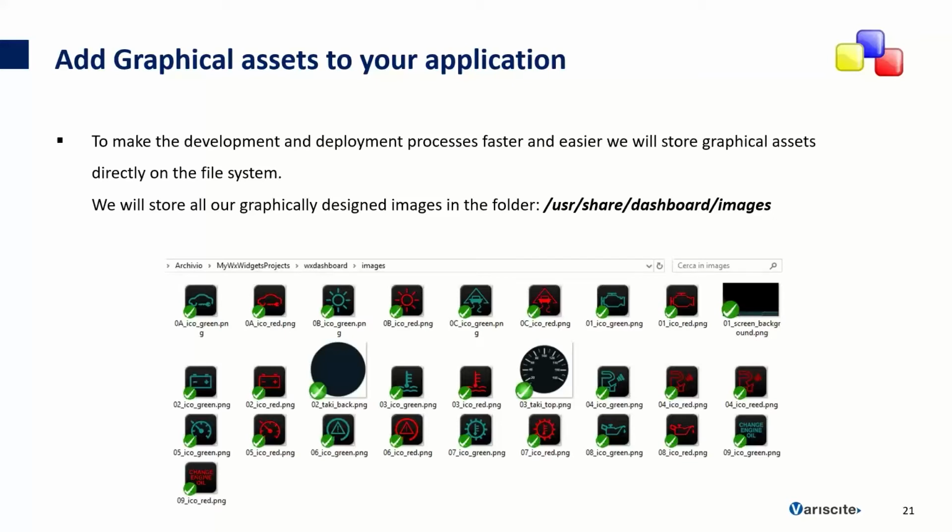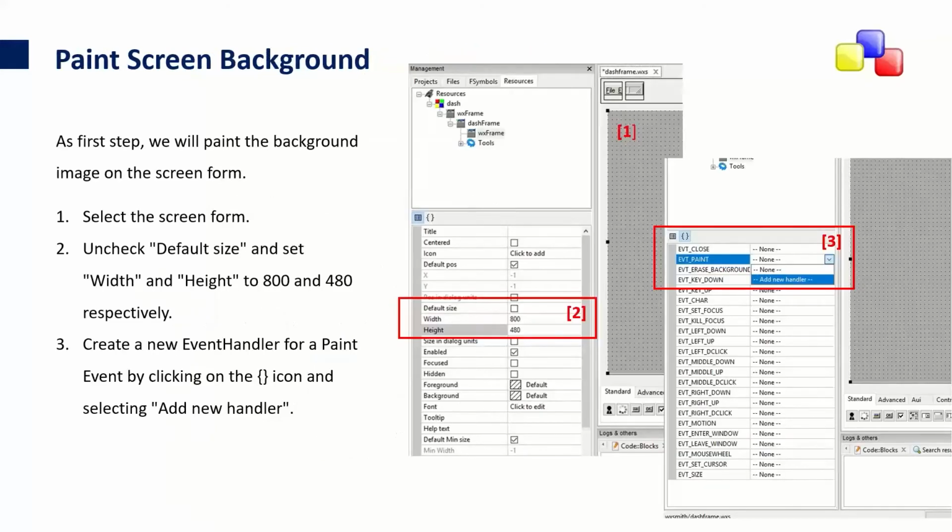So let's start from the background now. When we reach the wxFrame resource panel, where we are designing the application, the same that we did last time, we can select the screen form and, first of all, uncheck the default size and force the size of our LVDX, for example, 800 by 480. And then we create a dedicated event handler that will force the rendering of our application, of our background.